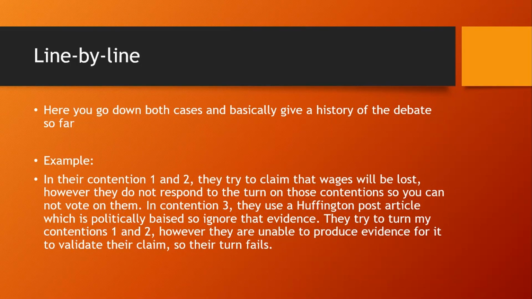All right, in contention 3, they use the Huffington Post article, which is politically biased, so ignore that evidence. So on contention 3, you show, okay, even if they bought that contention, you can't use it to help vote for them because they're using evidence that does not meet the basic evidence standard for the debate that you're setting, so don't ignore that. So now you've taken all of their offense.